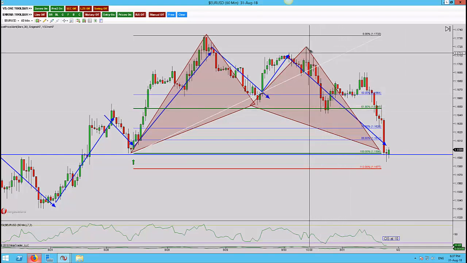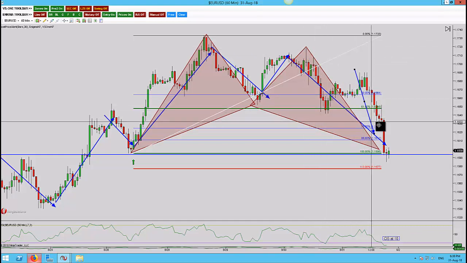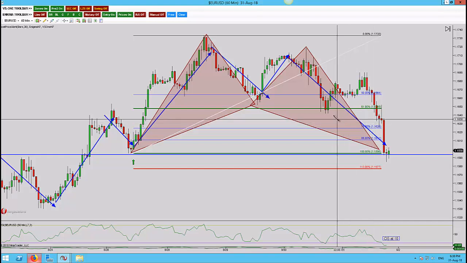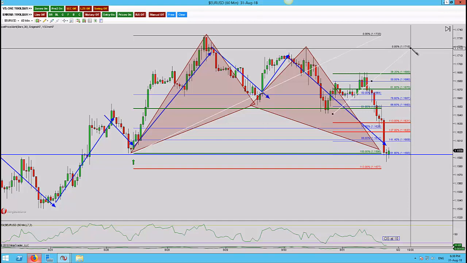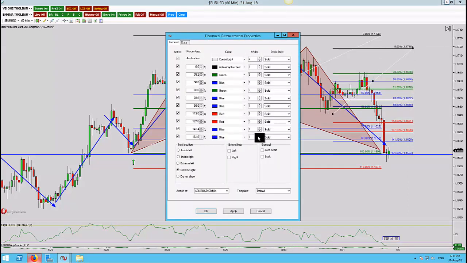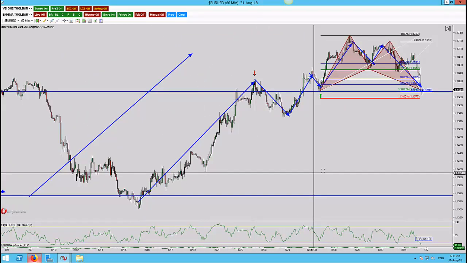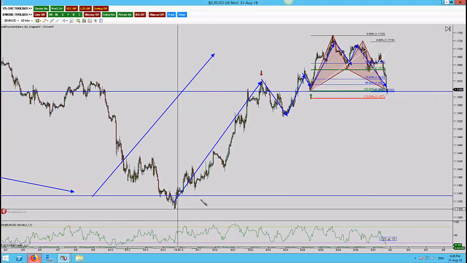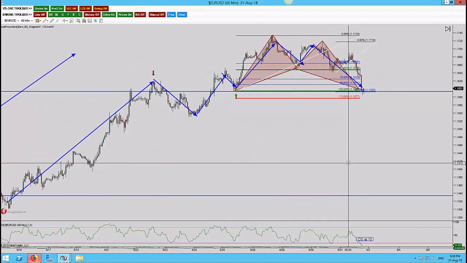Did we have anything else? Did we have an AB equals CD pattern here? I don't think we did. Nope. I don't think we've got any fib confluence down there. Oh yes, we do. We've got a 1618 fib inversion coming in there as well. Just remove these other fibs. And did we have anything else? No. Okay, so a very good trading opportunity there.